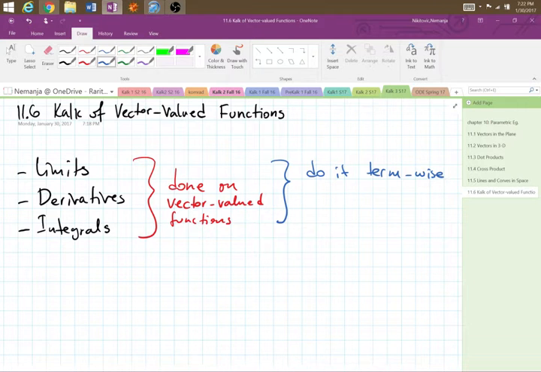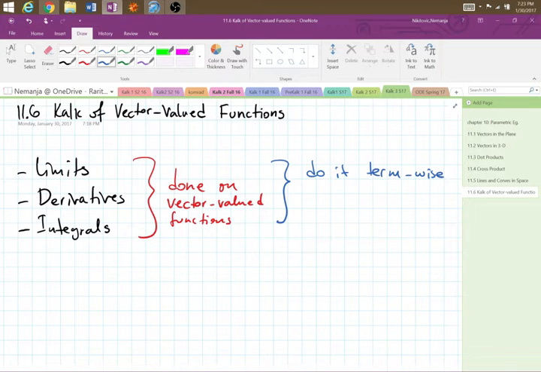Your vector-valued function is a vector that contains three independent separate functions. You take the limit of each of those three, the independent derivatives of those three, the independent integrals plus C1, plus C2, plus C3. So this is technically done.